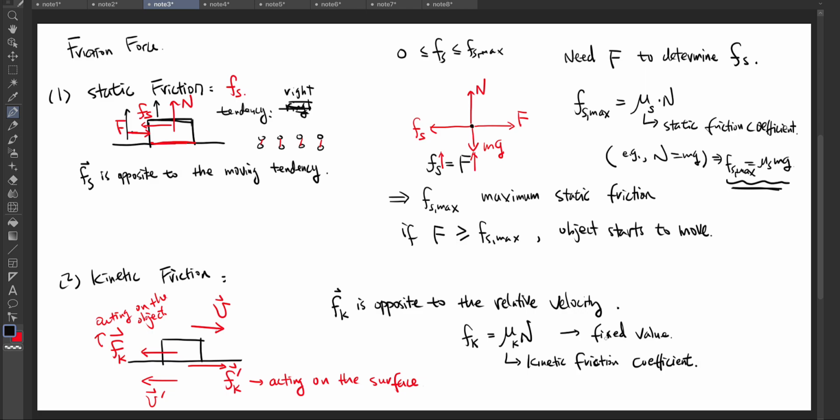And like the static friction, they're determined by the surface material. Different materials have different friction coefficients, but it's a fixed value once the two types of objects on the surface are determined. Then there's a fixed value for Fk. So it's a constant, mu k. It's a constant, and it's again related to the normal force between the two surfaces. Okay, usually this mu k is less than mu s.